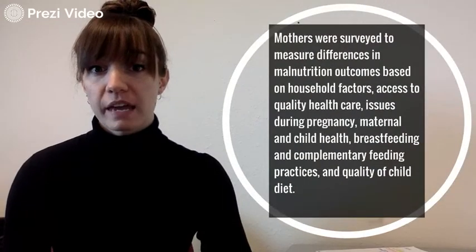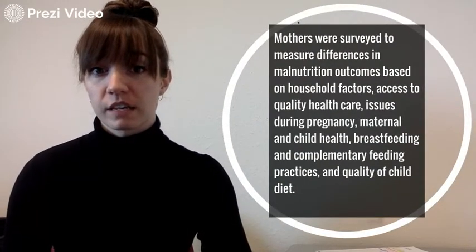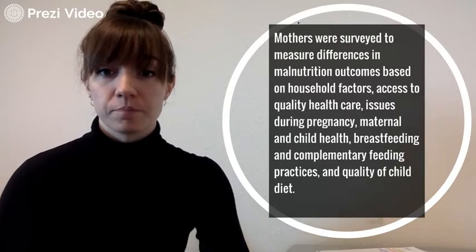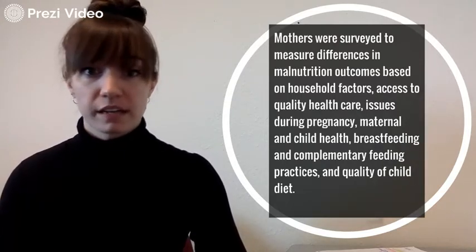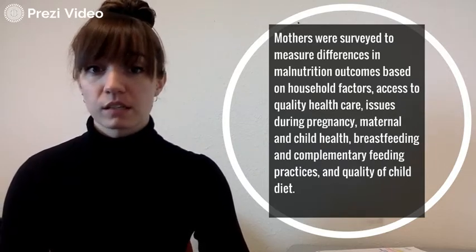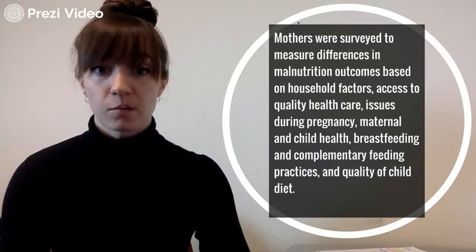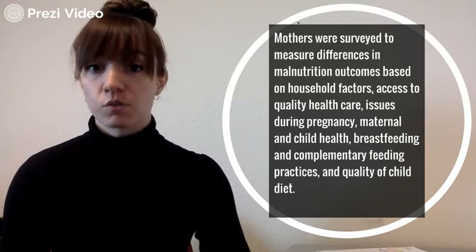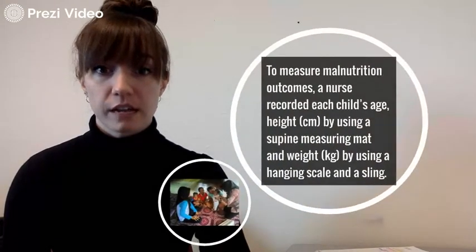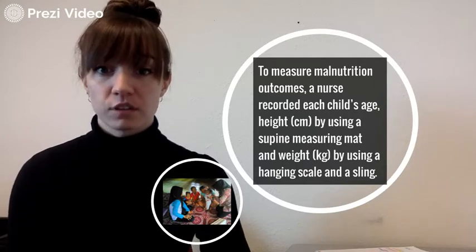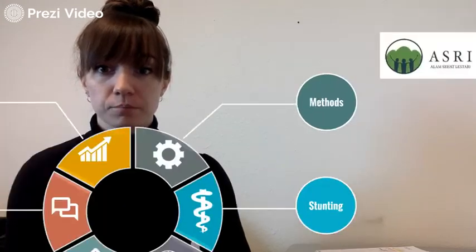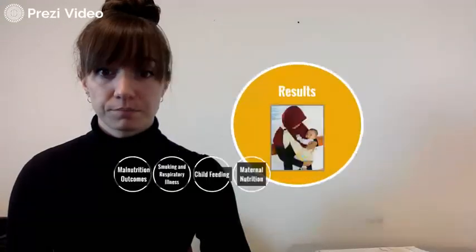Mothers were surveyed to measure differences in a lot of those factors we were talking about before. So household factors, access to quality health care, issues during pregnancy, maternal and child health, breastfeeding, complementary feeding, and then, of course, the quality of the child's diet. And then to measure malnutrition outcomes, we measured the age and the height and the weight of each child, because those are the biomarkers we use to determine malnutrition outcomes.